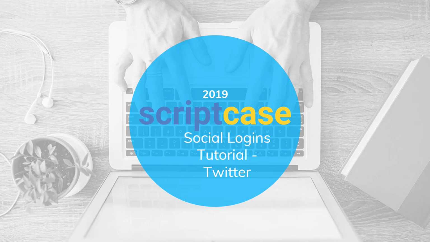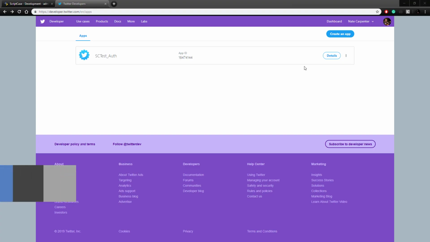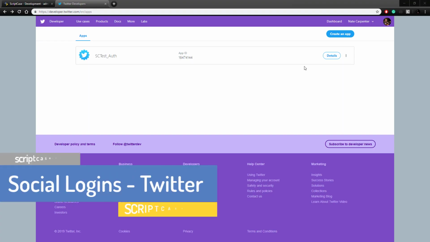Today we're going to be looking at using social logins to log into your app built with Scriptcase. My name is Nate Carpenter, and today I'm going to be showing you how to use Twitter to authenticate to your web application built with Scriptcase. So let's get started.